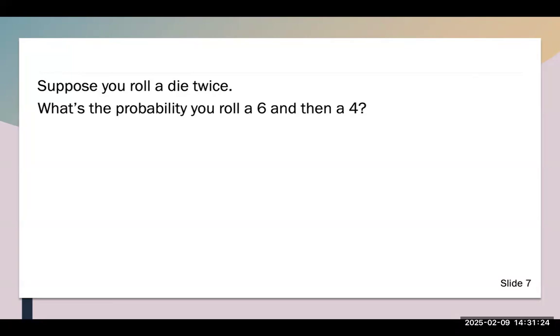Okay, so what's the probability you roll a 6 and then a 4? Notice that I'm using the word and. So I'm rolling a die twice, I want a 6 and then a 4. Whatever I get on the first roll doesn't influence the second roll. These are independent events, and when we use the word and, we multiply. So getting a 6 on the first roll, if we just focus on that first roll, is 1 out of 6. Then if we focus on the second roll, to get a 4 is 1 out of 6. So the probability is 1 over 36.